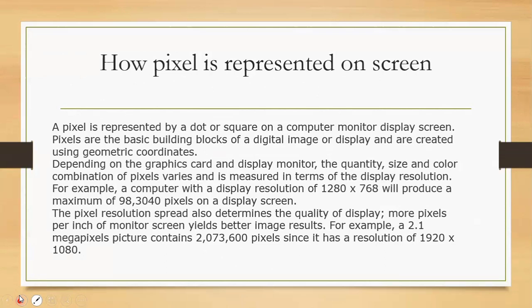For example, a computer with a display resolution of 1280 by 768 will produce a maximum of 983,040 pixels on a display screen. The pixel resolution spread also determines the quality of display, and more pixels per inch of monitor screen yields better image results. For example, a 2.1 megapixel picture contains 2,073,600 pixels, since it has a resolution of 1920 by 1080.